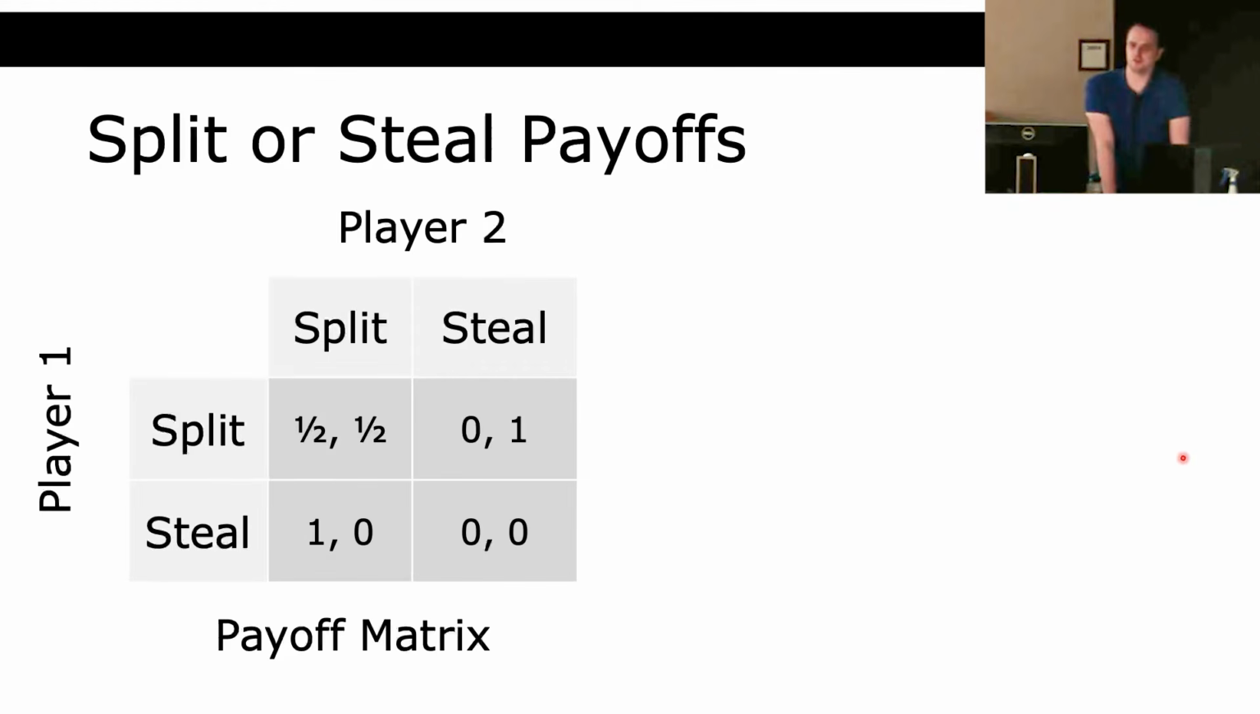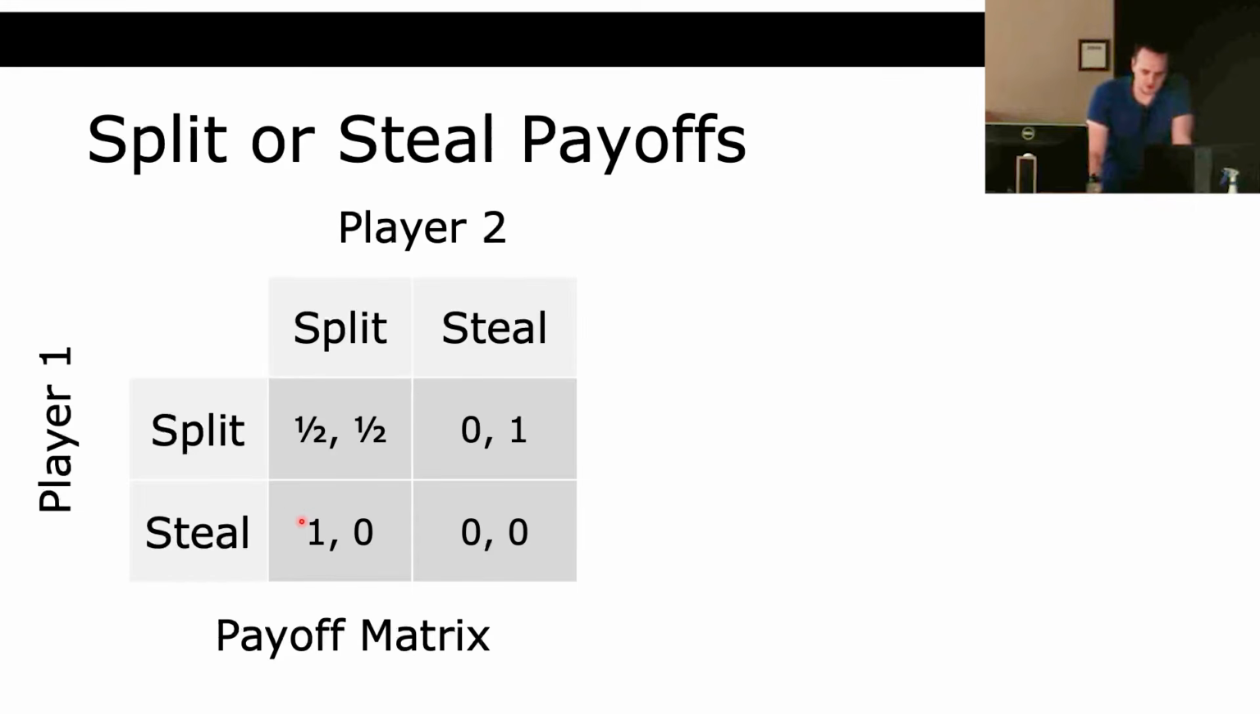But let's have a look at this, right? What is the best choice here? So if we assign linear payoffs to this money, here's the matrix that we get. If we both split, we both get half. If we both steal, we both get nothing. Otherwise, split steal, the stealer gets everything.